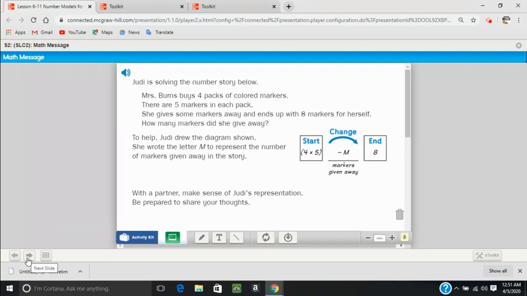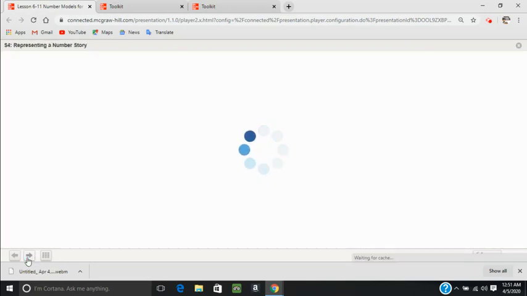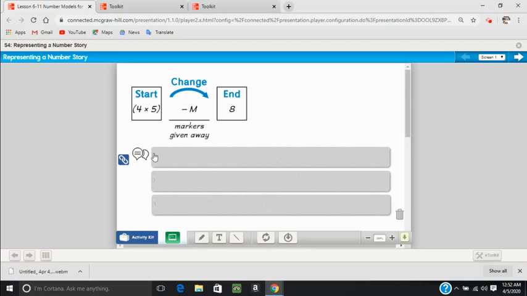Let's take a little closer look at what Julie did to solve this problem. Let's start with looking at first this question here. Julie wrote 4 times 5 in the start box. What does this represent? Well, 4 times 5 represents how many markers Mrs. Burns starts with. Remember, she bought 4 packs of markers that had 5 markers in each pack. So we have to first look at how many she had total to start with.